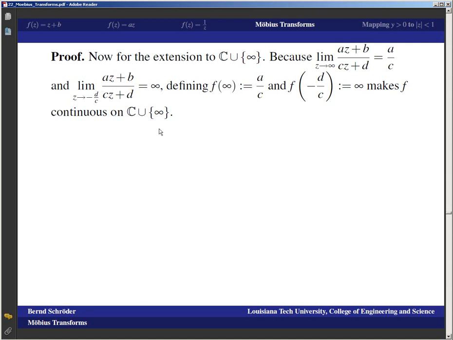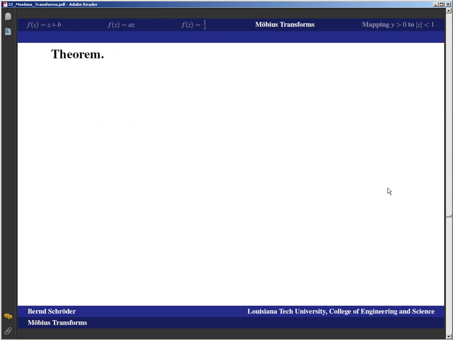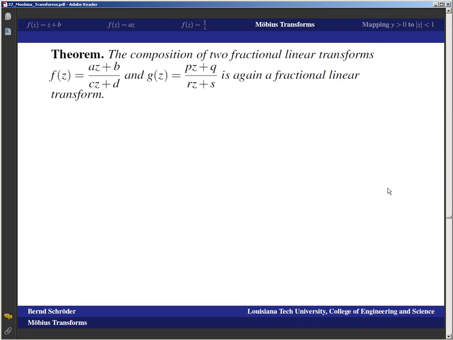It's already bijective on these domains and ranges where there's one point removed. And so f inverse can be extended similarly to a continuous inverse for f on that thing. And that means that these Moebius transforms really map C union infinity bijectively to C union infinity as long as we have that ad minus bc is not equal to 0. Okay, what else can we do?